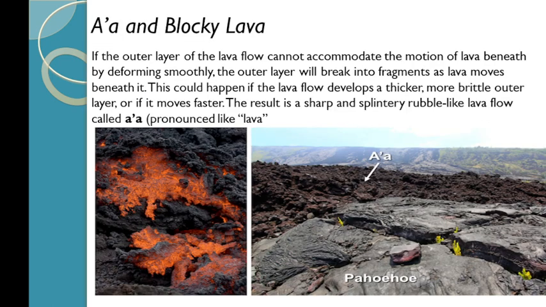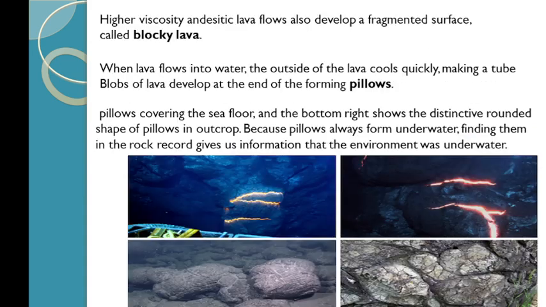Next we are talking about aa and blocky lava. In aa and blocky lava, the outermost layer of the lava flow cannot accommodate the motion of the lava beneath it, which is deforming, so the surface breaks. When the lava flow is bubbly and rough, it is called aa. This is what forms when lava flows this way. Blocky lava forms when lava is highly viscous, when viscosity is high.